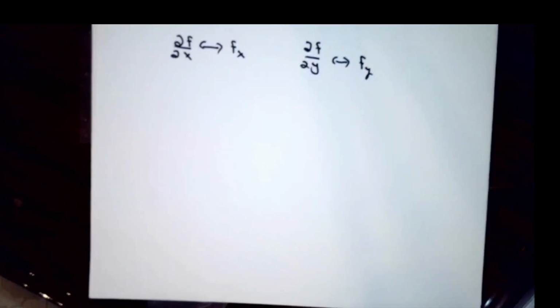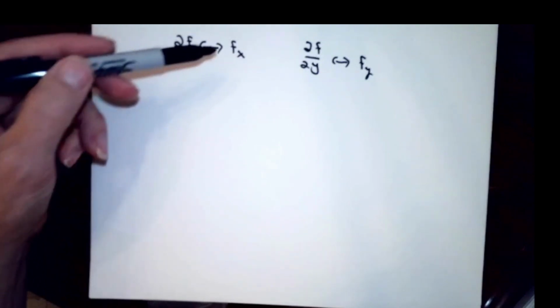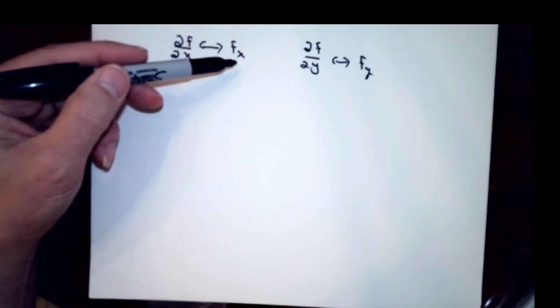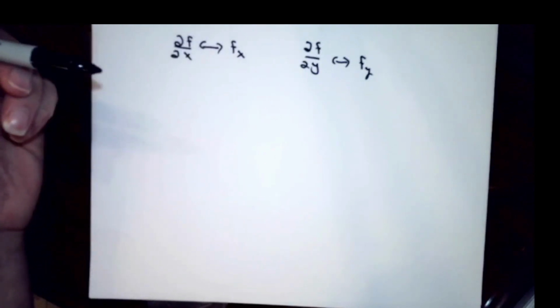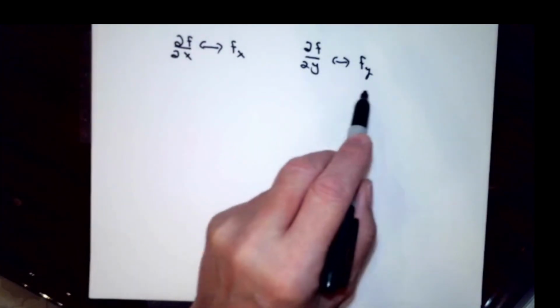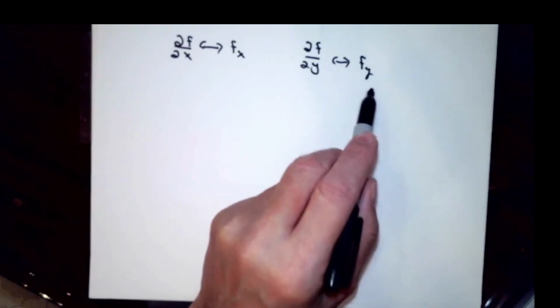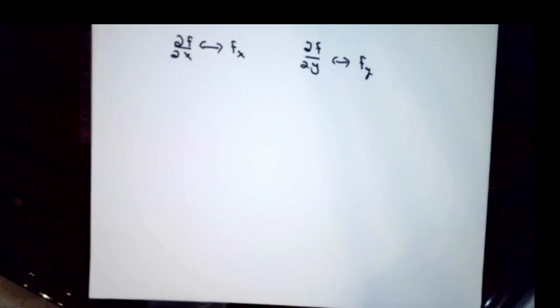A commonly seen alternative notation for partial of f with respect to x is f with an x as a subscript here, and partial of f with respect to y is sometimes written as f with a subscript of y. Generally speaking, if I have a symbol and I've got a subscript on it, we'll interpret it this way.